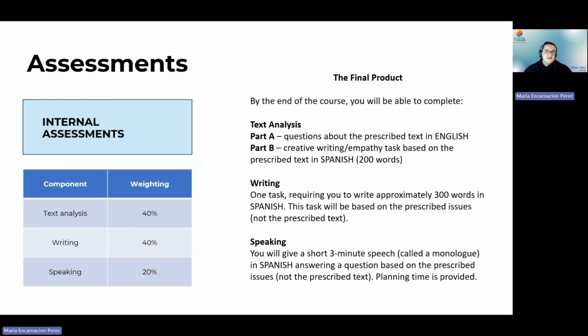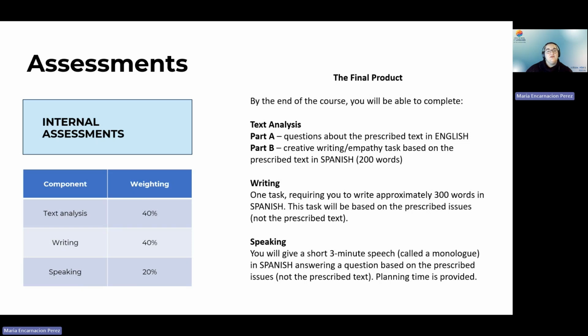Now, for internal assessment, there are three components: text analysis, writing, and speaking. These are weighted differently. Speaking is worth 20%, and the other two components are worth 40%. The final product: by the end of the course, you'll be able to answer questions about the novel in Spanish, but you'll be answering those questions in English.